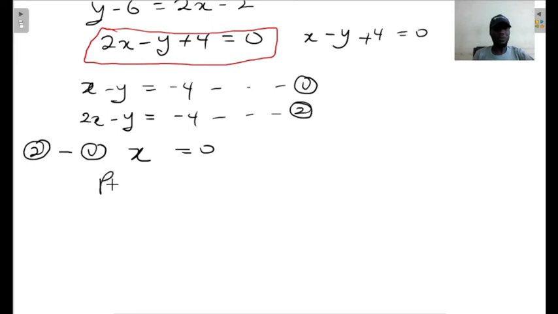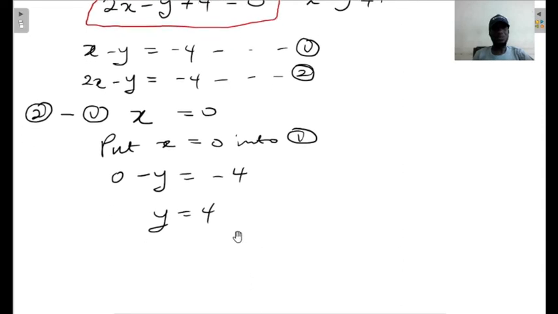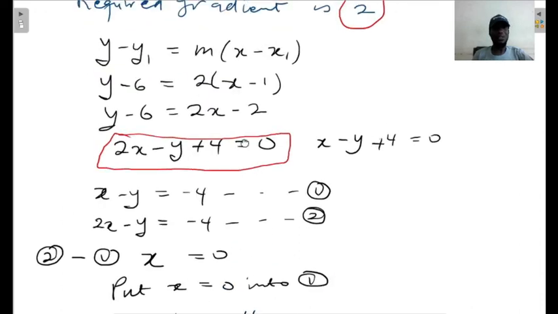And we put this into any of them, equation 1. So equation 1 now becomes 0 minus y equals negative 4. And y will be equal to 4. Since this is the intersection of the two perpendicular bisectors, it means that the coordinate of the center of our circle is 0, 4. So this is the center of this circle we have here.